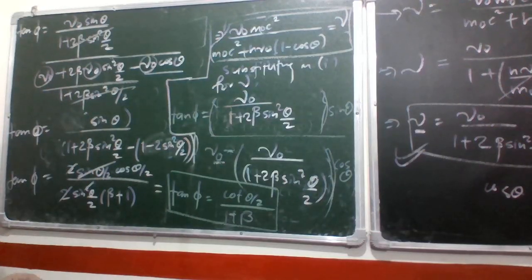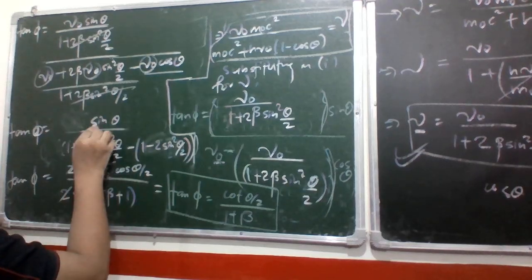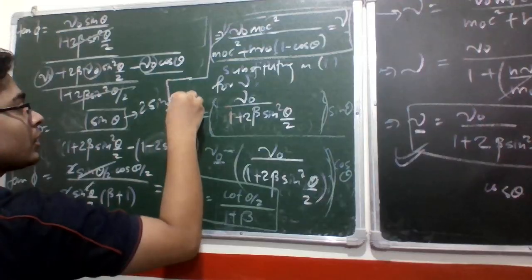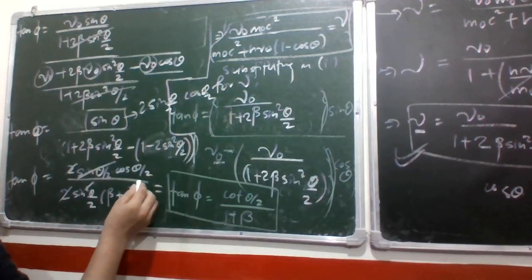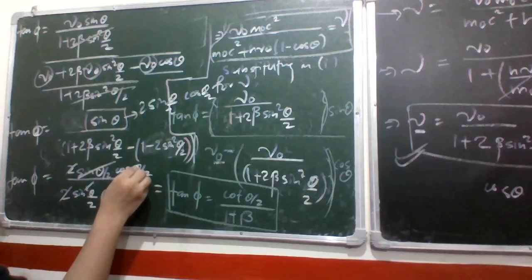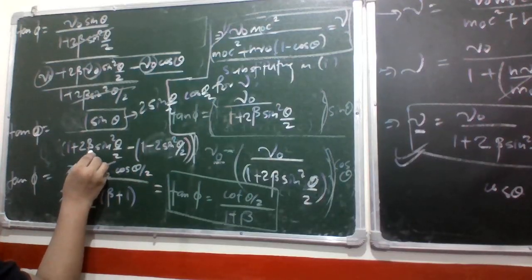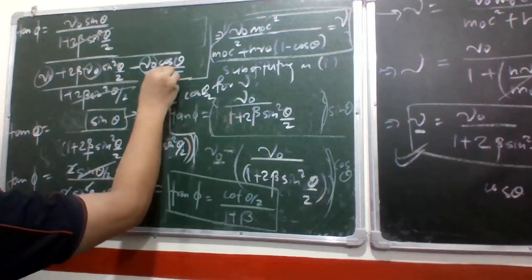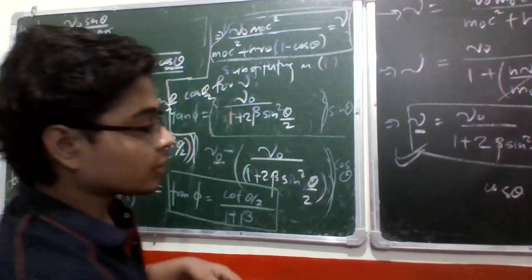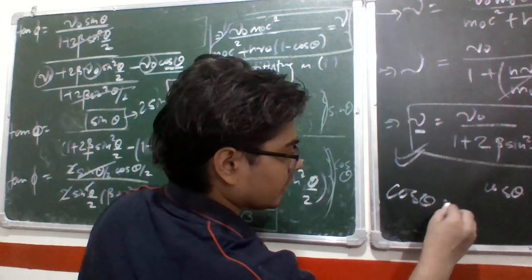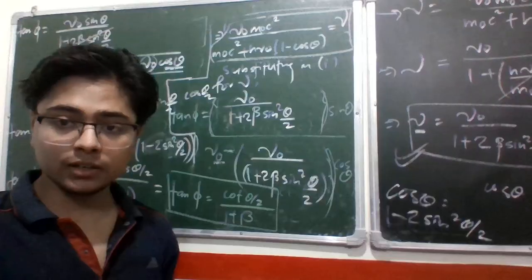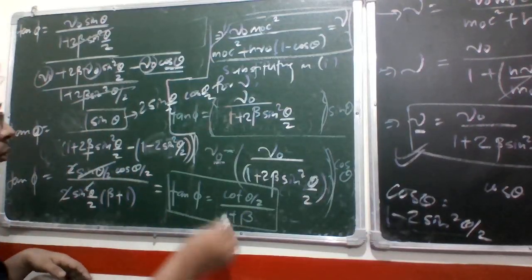After that, I used the half angle formula for sine theta, which is 2 sine theta by 2 times cos theta by 2. So that's why I wrote 2 sine theta by 2 times cos theta by 2. Here we have 1 plus 2 beta sine square theta by 2, and minus nu naught is already gone, so we are just left with cos theta. Now we know that cos theta can be written in the form of 1 minus 2 sine squared theta by 2, from the half angle formula from trigonometry. That's why I substituted it.